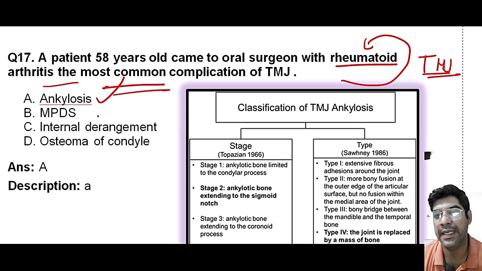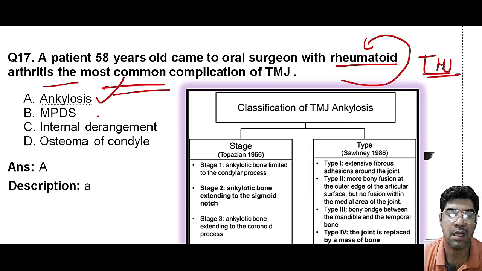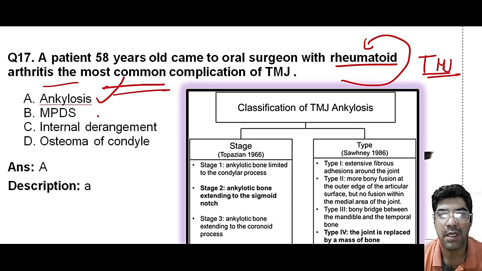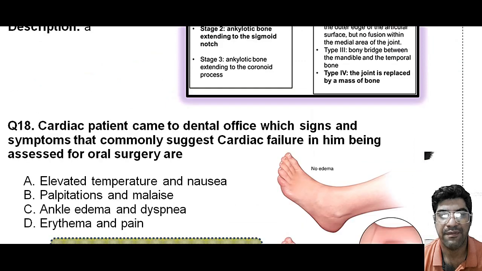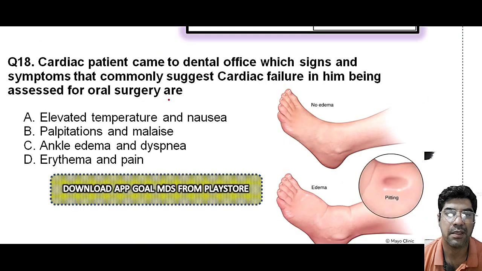The internal derangement refers to the structural abnormalities within the TMJ, like displaced disc, dislocation or malpositioned joint components that can cause pain, clicking, popping sound, and limited jaw movements. Osteoma of the condyle is a benign tumor that can occur in various bones, including the condyle of the mandible. Osteoma can develop in the TMJ. They are relatively very rare, and it is not specific to RA patients with TMJ disorder. So, the most common complication is ankylosis here.